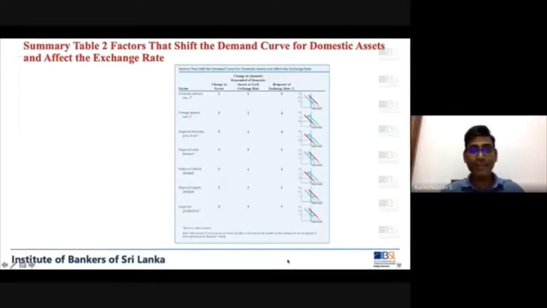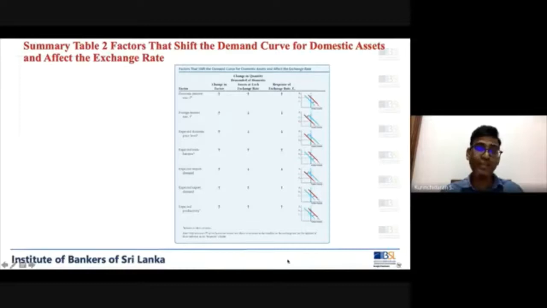And if the expected export demand increases, that means it's the other way around. Earlier we discussed expected import demand increases, now expected export demand increases. So when the expected export demand increases, who is going to buy? Foreigners are going to buy our stuff. Earlier, domestic people bought foreign stuff. Now, with exports, foreigners are going to buy our domestic products.